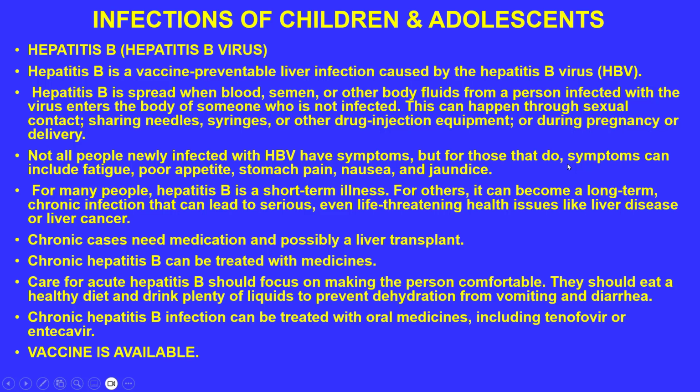Now, what about Hep B? Hep B is a vaccine-preventable liver infection caused by the hepatitis B virus. Hep B is spread when blood, semen, or other fluids from a person infected with the virus enter the body of someone who is not. Now, one has to keep this in mind. This can happen during sexual contact, sharing of needles, syringes, or other drug injection equipment, or during pregnancy or delivery.